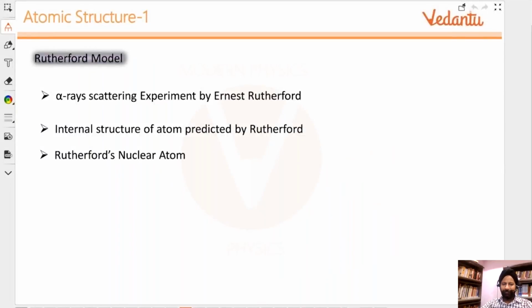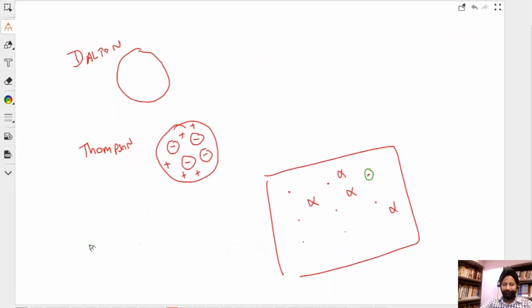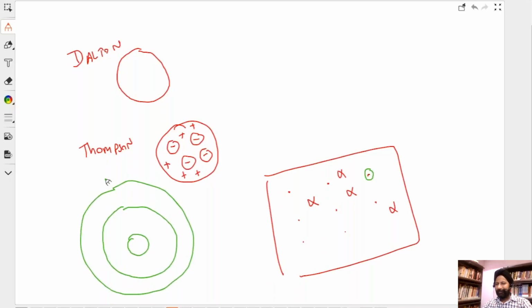So now we are going to the Rutherford model. Rutherford says, oh, there is a nucleus there, and then there are negative charge particles going around in the shell, right? So what is a nucleus made up of? Today we are studying atoms as a whole, but what is the nucleus made up of?